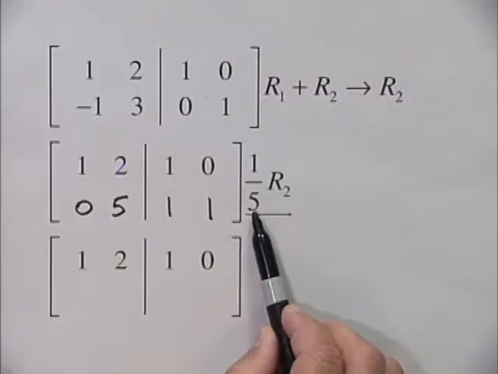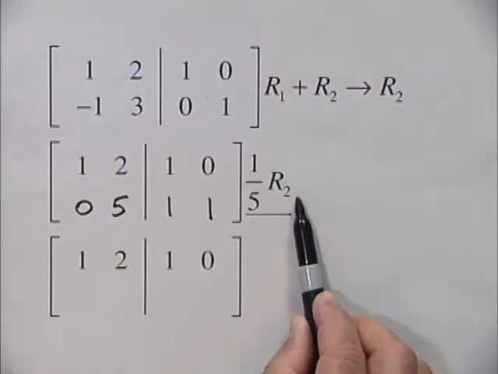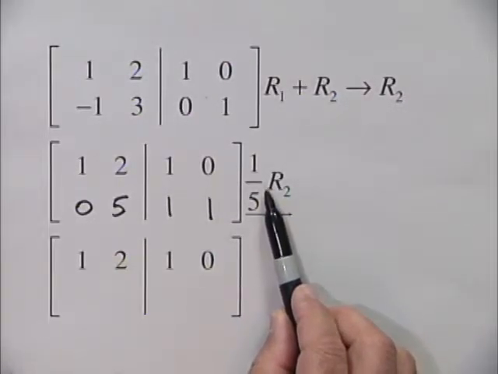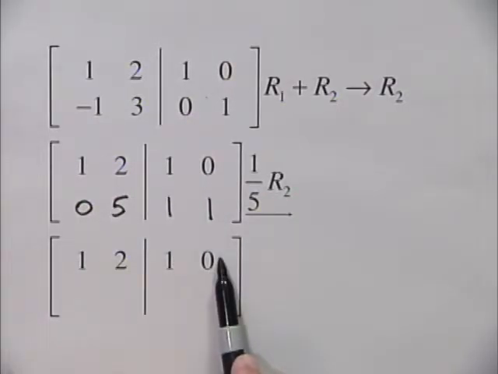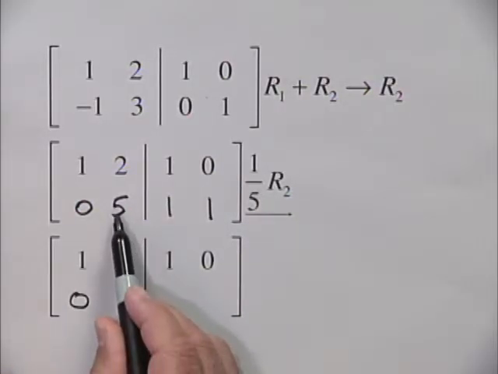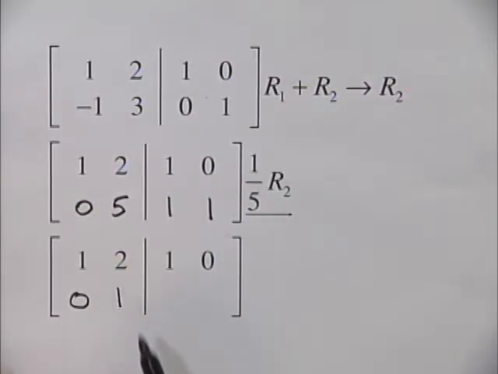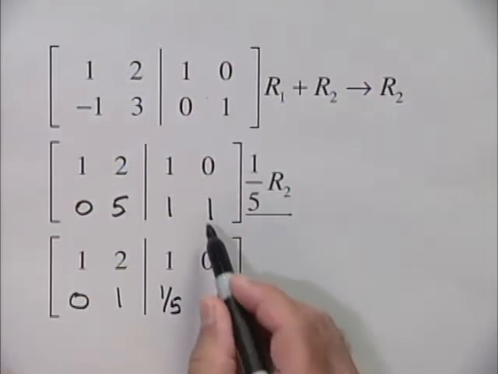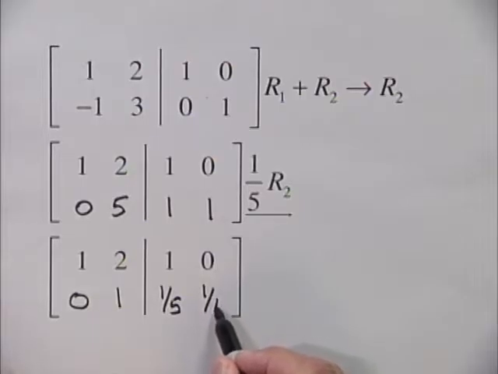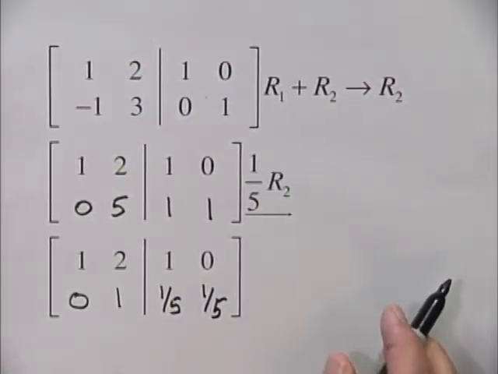Once again, we perform an operation just on row 2. We're going to multiply by 1/5. So row 1 stays the same. 0 times 1/5 is 0. 5 times 1/5 is 1. 1 times 1/5 is 1/5, and 1 times 1/5 is 1/5.